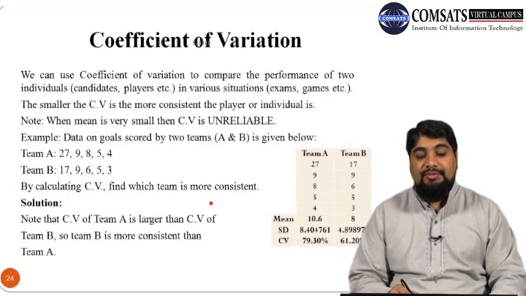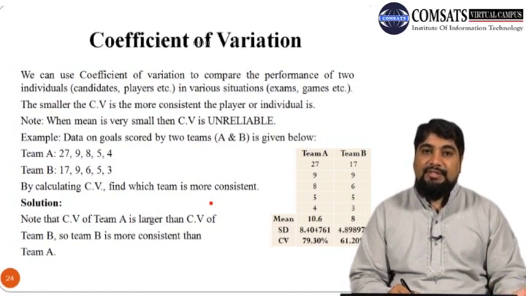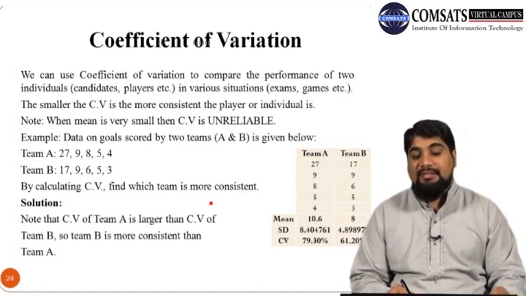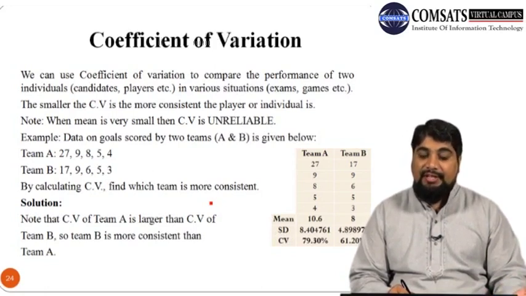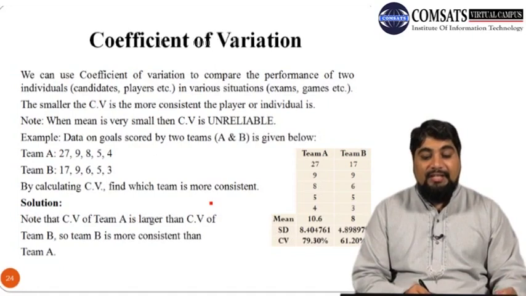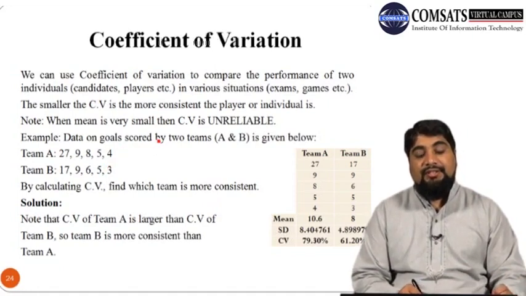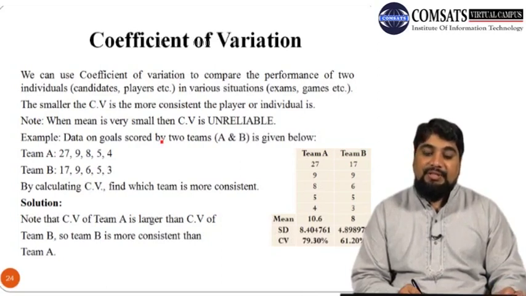So we can use the coefficient of variation to compare the performance of two individuals, two candidates, or two players. We can compare the performance of two individuals in various situations, for example, the performance of different candidates in an exam, or of different players in different games. The smaller the value of the coefficient of variation, the more consistent the player or the individual will be.